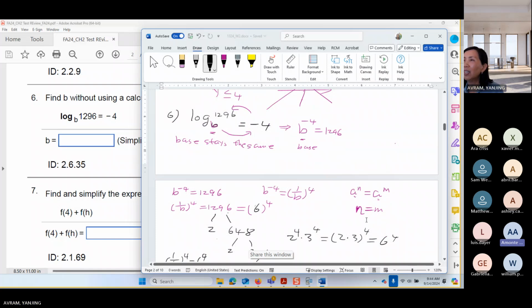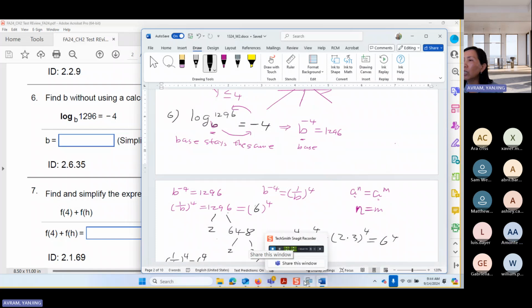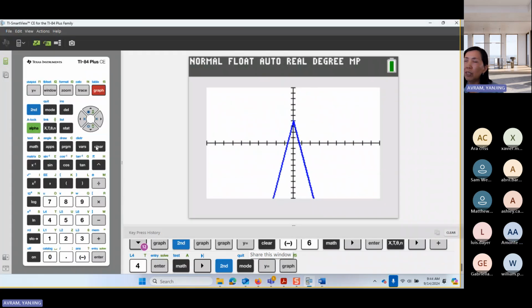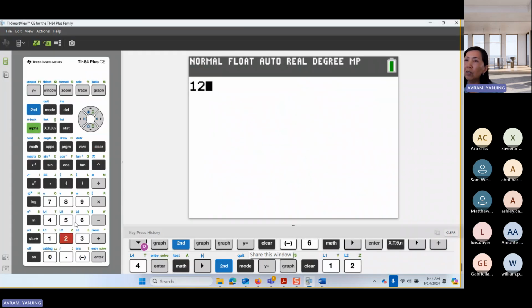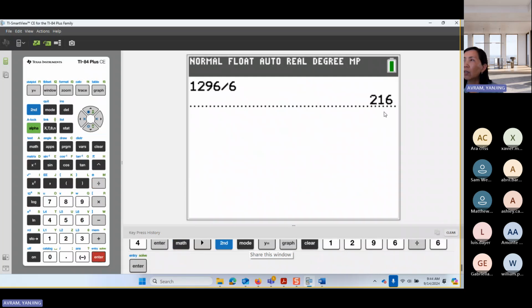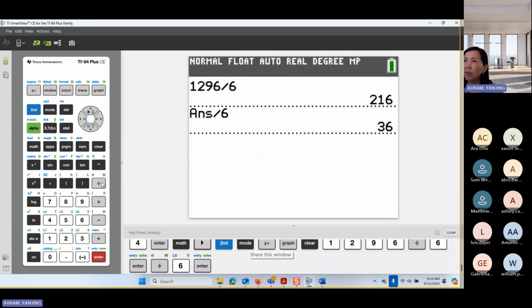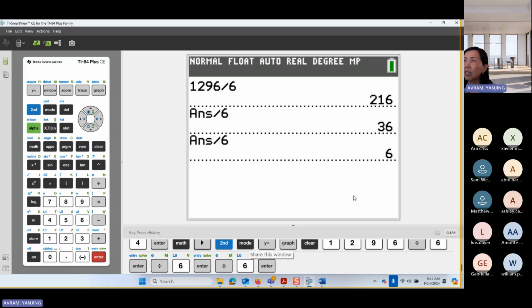Is there a simpler way to break it down from the tree instead? Okay, all right. So you can use the calculator. If we take 1296, you can use the calculator and divide by 6. What do I get? I got 216, and then you divide by 6 again, you have 36. If you divide by 6 again, I got 6.